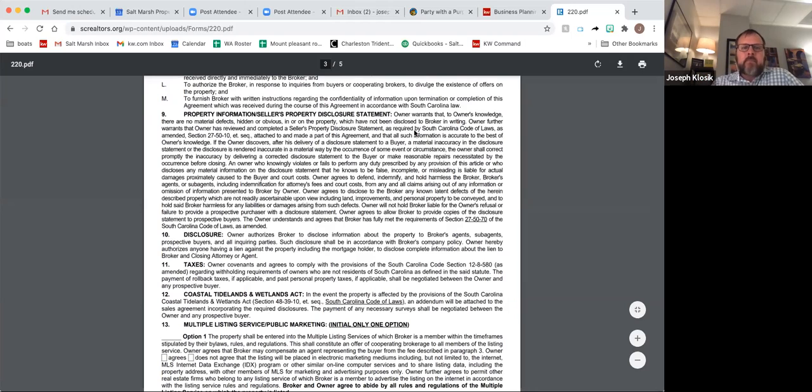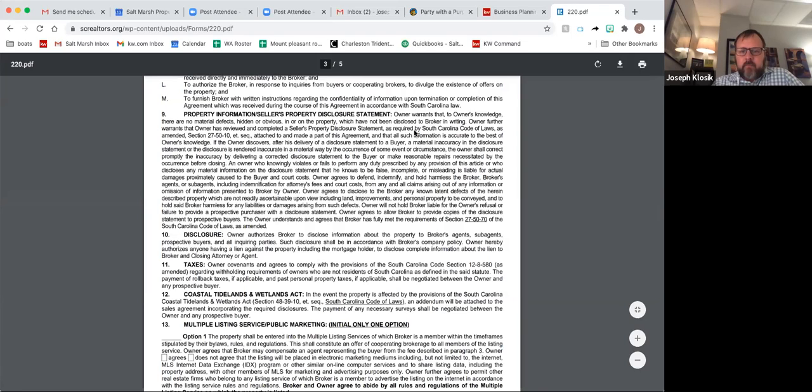Okay. All right. Paragraph 10 basically says that the owner authorizes me to disclose information about the property to agents, subagents, prospective buyers, and all inquiring parties. It will be in accordance with the broker's company policy. So material facts, which are facts that are going to be on the disclosure, will be disclosed. That's actually done by posting the seller's disclosure in the MLS. Okay.